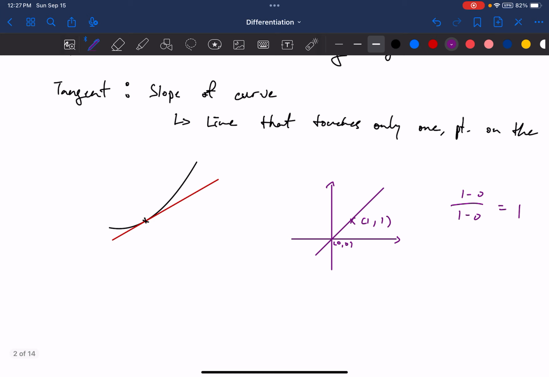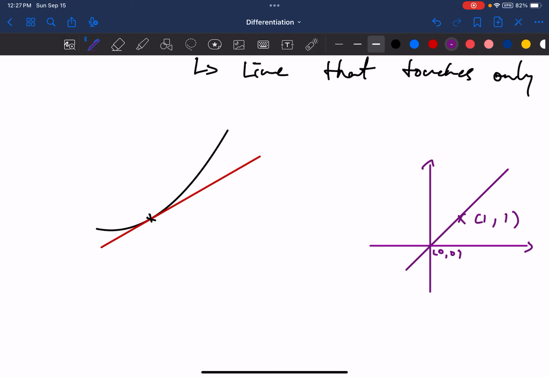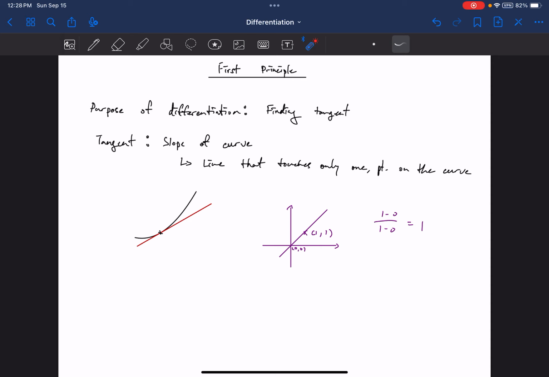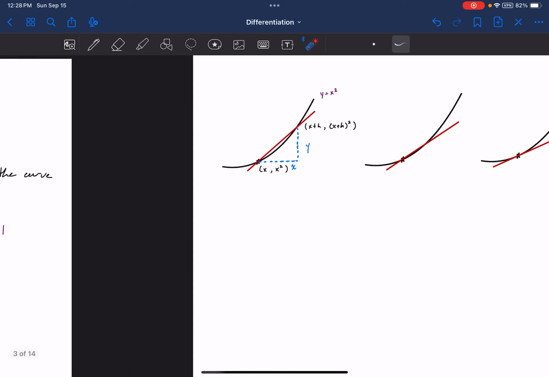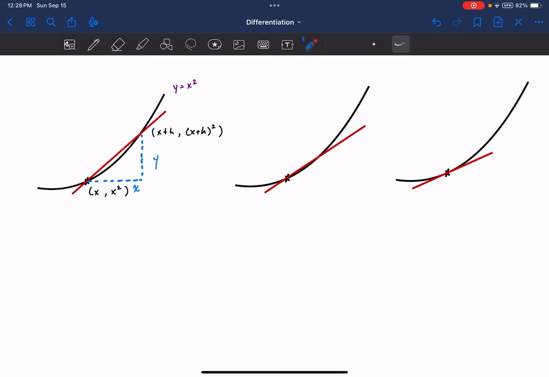So how do you find the slope of a curve? Well, if you have a line that is only touching one point on a curve, that would technically be the slope of the curve, and we call that the tangent. Okay, so how exactly do you find this, right? Well, there's something called first principle.